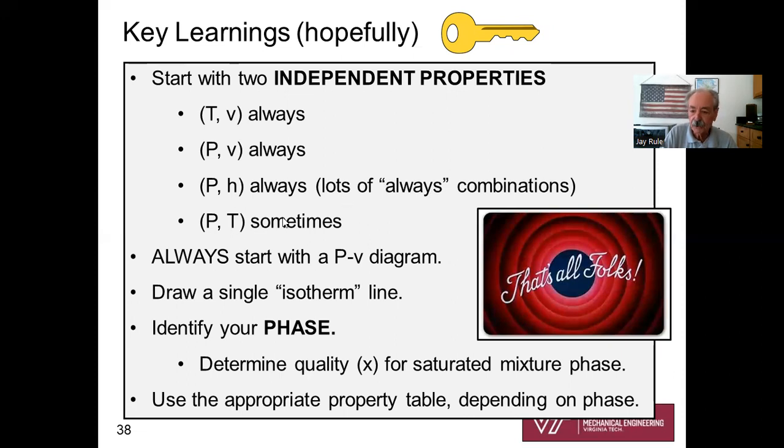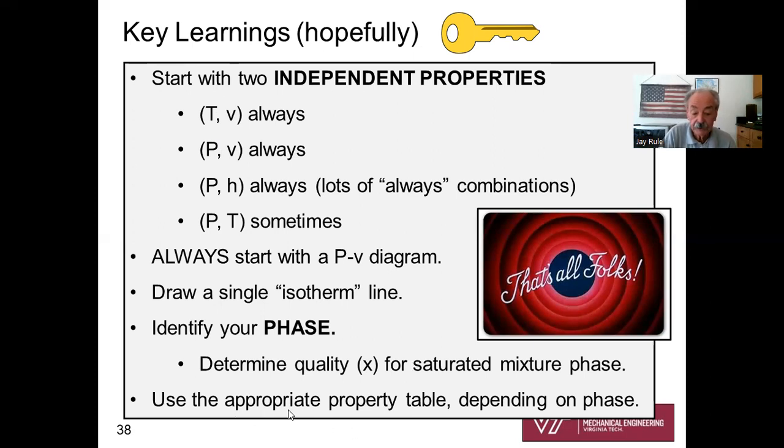However, pressure and temperature are only sometimes independent properties. They are dependent properties whenever one of these is at the saturation condition of the other, whenever it's at the boiling point. All right. Always start with a PV diagram. Always draw a single isotherm line. Use that tool to identify your phase. Okay. So for example, when we had this TV combination, we had to look up V sub G and V sub F to determine the quality and observe that it was a saturated mixture. Otherwise, it's either a superheated vapor on the right or a compressed liquid on the left.